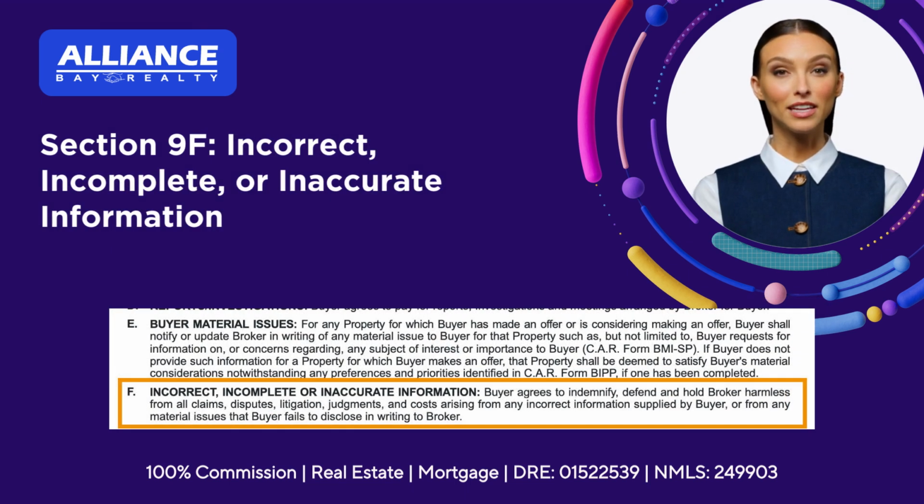Section 9F, incorrect, incomplete, or inaccurate information. What it means: if the buyer provides wrong info or fails to disclose material issues in writing, the buyer agrees to indemnify, defend, and hold broker harmless from claims, disputes, litigation, judgments, and costs arising from that incorrect info or non-disclosure. This means the buyer must be truthful and complete. If they give incorrect information or withhold important facts, and that causes problems, they may be responsible for the consequences.